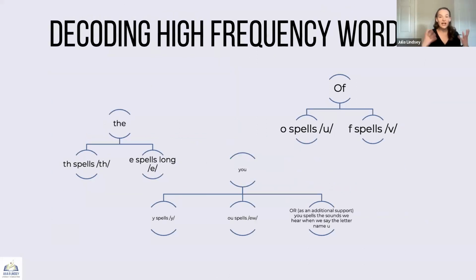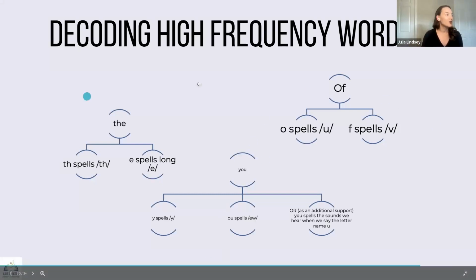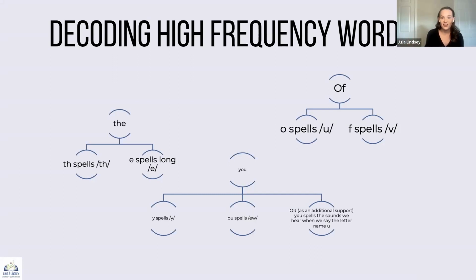When we think about decoding high frequency words, we might notice that actually all words can be broken up into their sound spelling relationships or into their phoneme grapheme correspondences. For example, we can break up the into th and E spelling long E.